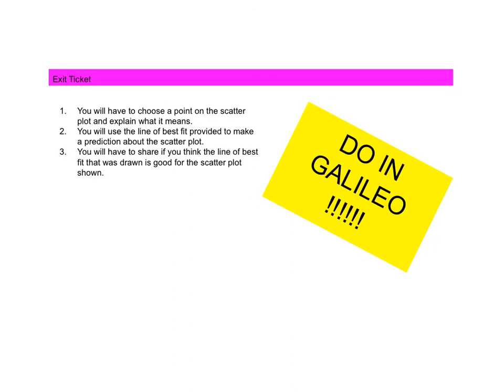All right, here's what you're going to have to do for your exit ticket today. You will have to choose a point on a scatter plot and explain what it means. We did this in our lesson. You'll have to use the line of best fit provided, so they're going to give you a line, to make a prediction. And you will have to share if you think the line of best fit that was drawn is good for the scatter plot. So you're going to have to look at it and be like, okay, was that a good line that they drew? Would I have drawn that same line? That kind of stuff. When you're done, do your reflection in Google Classroom, and then you can work on your weekly work or any missing work should you have not finished the work from yesterday. All right, we're done.